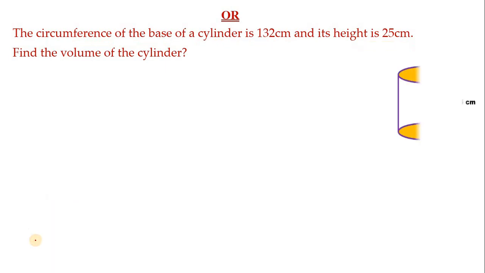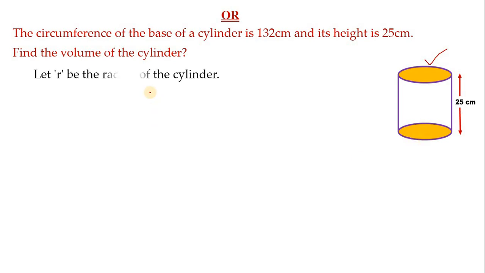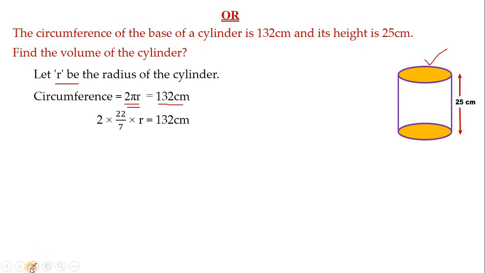So for that first let me take a suitable figure. What is the figure, children? Height is given and the circumference 2 pi r value is given, r is not given, hence find r. Let r be the radius of the cylinder. So circumference is given. So circumference is equal to 2 pi r is equal to 132 centimeter. So with the help of this we find the r value, children. So substitute the values, children. 2 let it be as it is, pi value take 22 by 7. Now r let it be as it is.